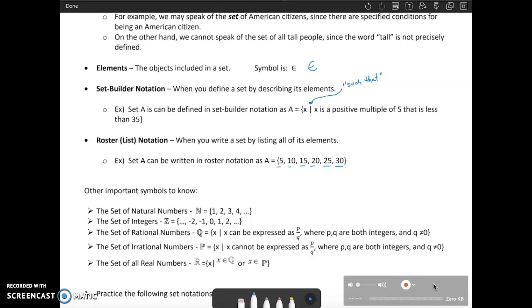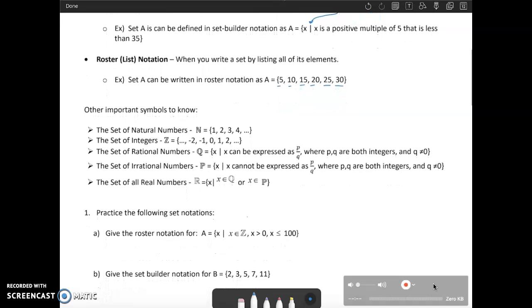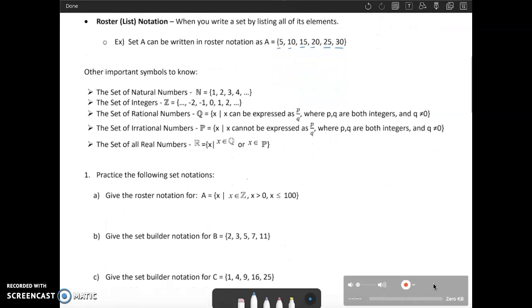There are some other important symbols that you need to know in order to answer questions about sets or to be able to decipher something from one notation to the other. So there are all these known sets. The set of what we call natural numbers, also sometimes referred to as the counting numbers, is denoted by usually a large double-barred capital N. Sometimes it is a cursive N.